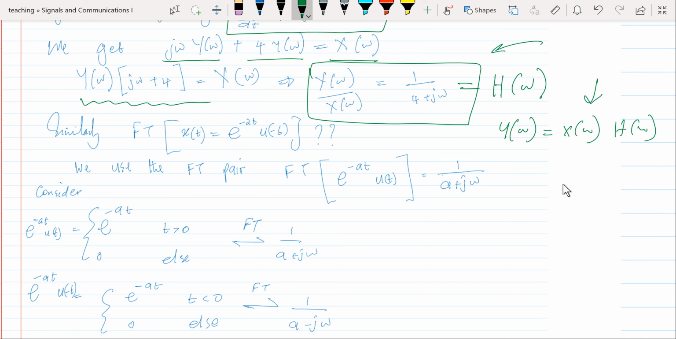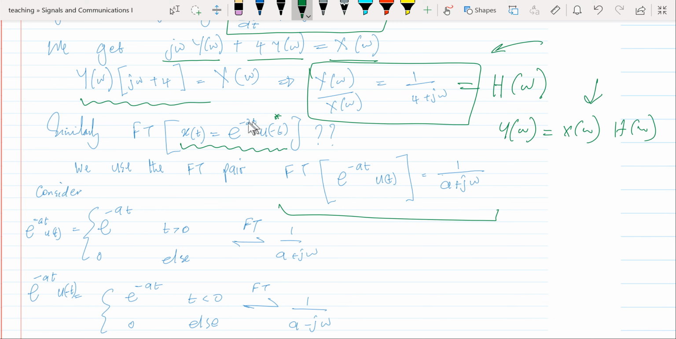the only item that we don't have is X of omega, and that is obtained by finding the Fourier transform of the signal in the time domain, which is expressed as e to the power of minus 2t u of minus t. This is where the trick is. So we are going to use the Fourier transform pair that we already know, which says that the Fourier transform of e to the power of minus a t u of t gives us 1 over a plus j omega.